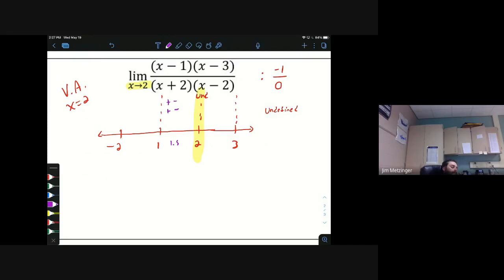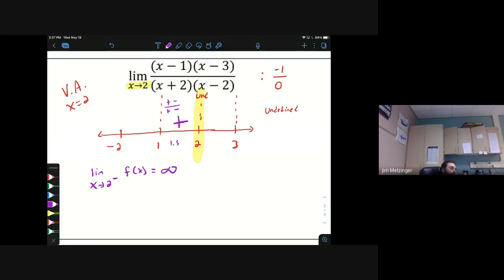You just figured out that the limit as x approaches 2 from the left, I'm going to be lazy, I'm going to call this f of x, it's going to positive infinity. Now let's do the same thing between 2 and 3. So like 2.5. Play the sign game.